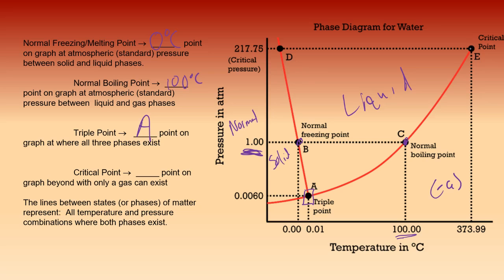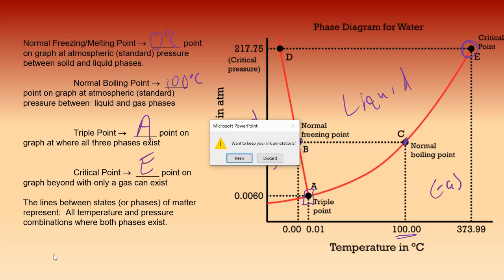Then there's also the critical point, this point E, which I don't really quite understand why we get into this. But anyway, that's the point beyond which only gas can exist. It's a point of no return for gas. All right, so that's all that. Let's take a look at a triple point here.